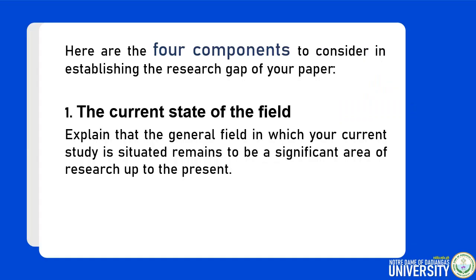Here are the 4 components to consider in establishing the research gap of your paper. 1. The current state of the field. Explain that the general field in which your current study is situated remains to be a significant area of research up to the present. Point out that it continues to interest many researchers and practitioners.